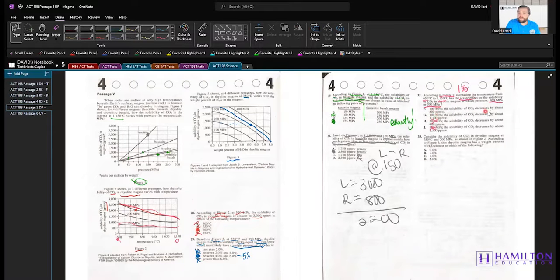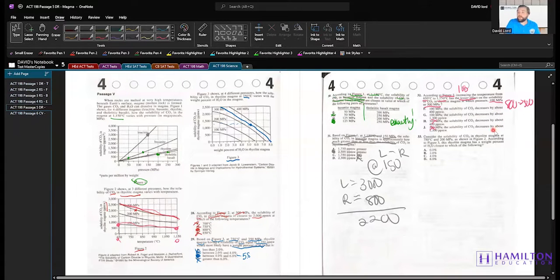The solubility of CO2 decreased by about 400 ppm or 1300. Well, it started around 800 and it ended around 500. So it went from 800 to 500. That's a decrease of about 300. So I'm going to pick F, which is 400, because that's much closer than 1300.